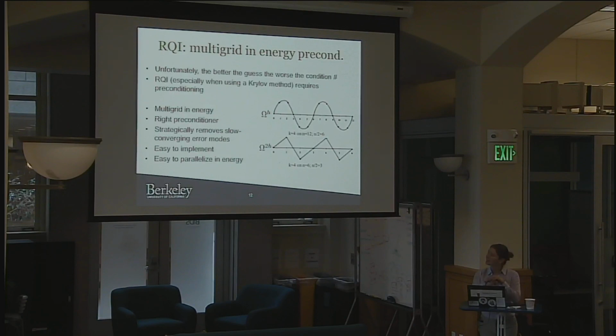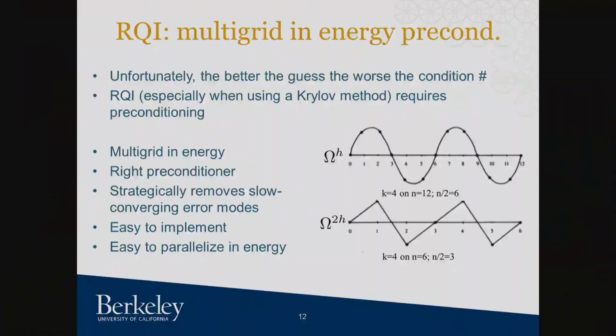So we did this in energy because it was easy to implement, and the energy dimension was also very easily parallelized. So we now have an easy to implement, easy to parallelize preconditioner. Yeah. So that's what we did.